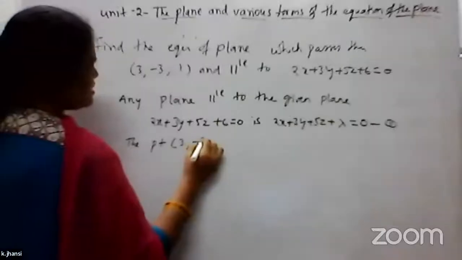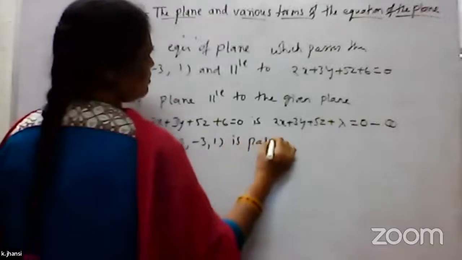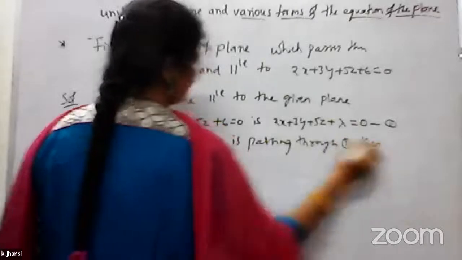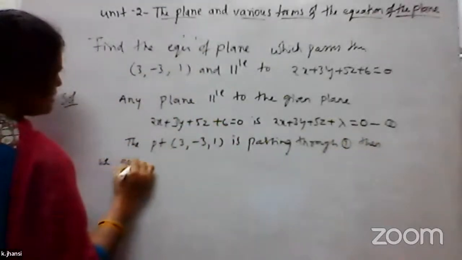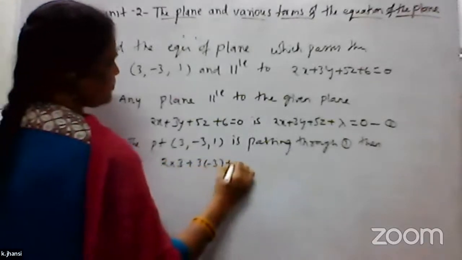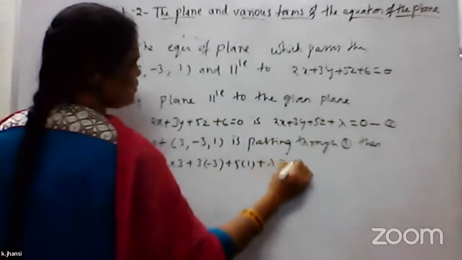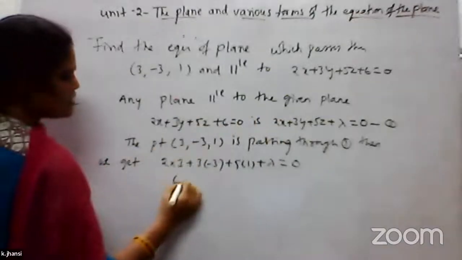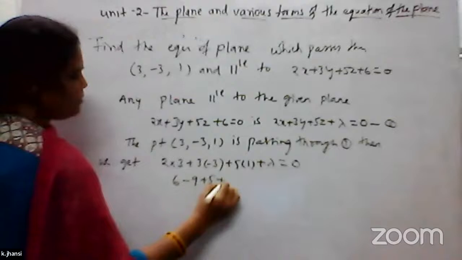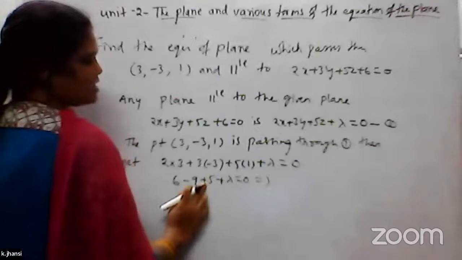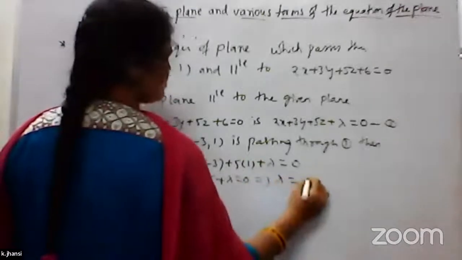Okay, the point 3 comma minus 3 comma 1 is passing through it. Then if you substitute the x, y, z values, that is 2 into 3 plus 3 into minus 3 plus 5 into 1 plus lambda, we need the lambda value. So for finding the lambda value, you substitute the point here. So 6 minus 9 plus 5 plus lambda equals 0. That means 6 minus 9 is minus 3, minus 3 plus 5 means you will get lambda value equals minus 2.